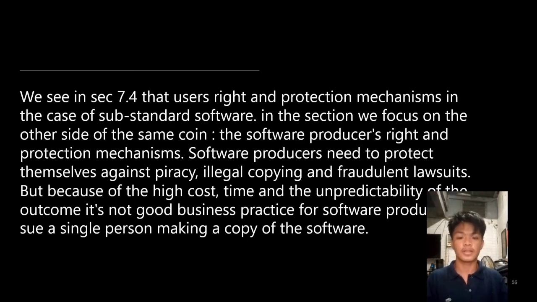Producer protection. We saw in section 7.4 the user rights and protection mechanisms in the case of substandard software. In this section, we focus on the other side of the same coin, the software producer's rights and protection mechanisms. Software producers need to protect themselves against piracy, illegal copying, and fraudulent lawsuits. Because of the high cost, time, and unpredictability of the outcome, it is not good business practice for software producers to sue a single person making a copy of the software.